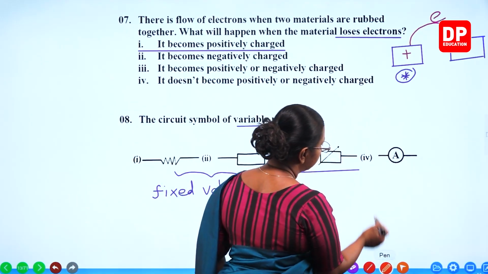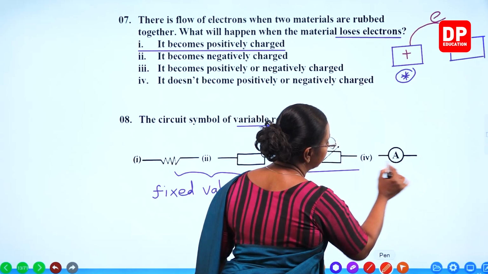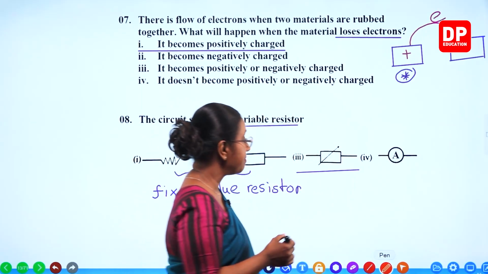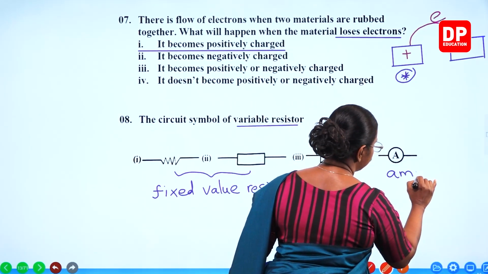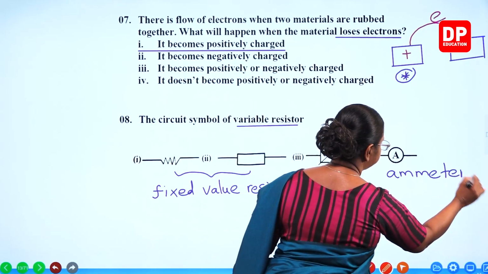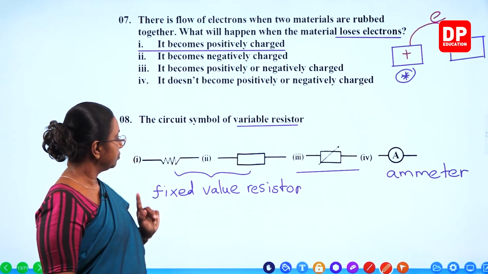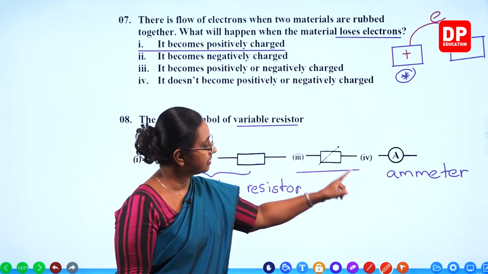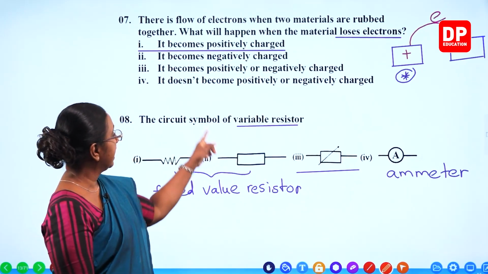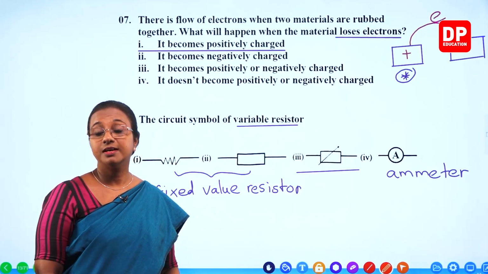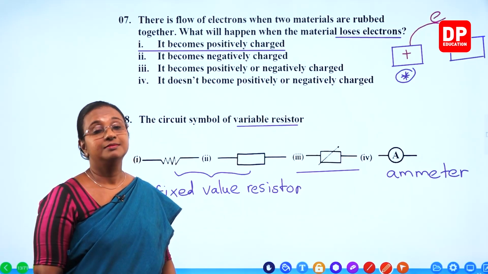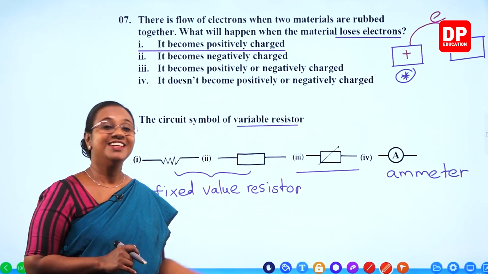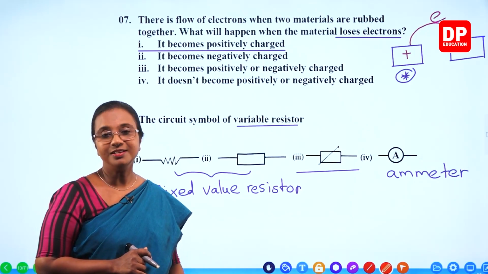Then the last one. Here you can see a circle and the capital letter A. What does that symbolize? An ammeter. So this is for an ammeter. The first two symbols are fixed value resistors, the third one is a variable resistor, and the fourth one is an ammeter. And the answer for the question is the third one. I'm sure you all also answered these correctly. So with that, students, we'll move on to the next slide.